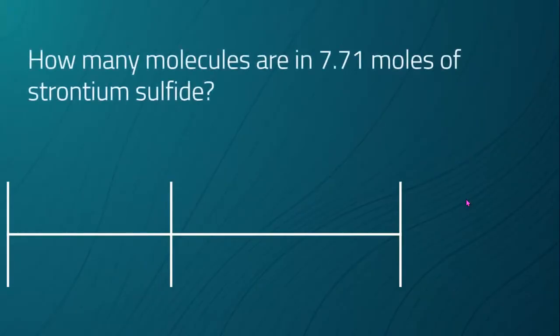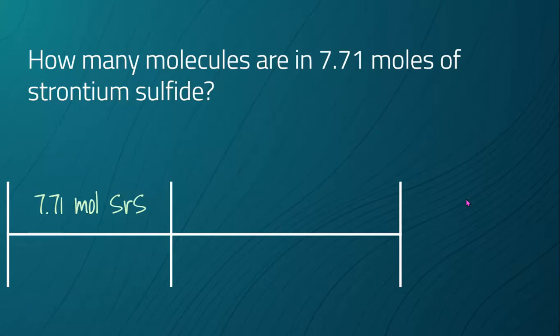The next problem says, how many molecules are in 7.71 moles of strontium sulfide? Again, we do not need to calculate the molar mass of this compound because grams is not anywhere in this calculation. So we can just use Avogadro's number again. We're going to take the number from the problem and plug it into the upper left-hand box. So we put 7.71 moles of strontium sulfide, which the formula for that is SrS. Strontium is a +2, sulfide is sulfur with a -2. Equal and opposite, so they cancel out.